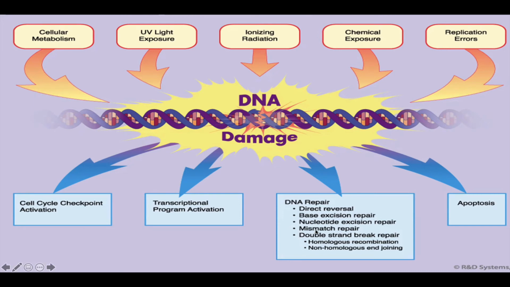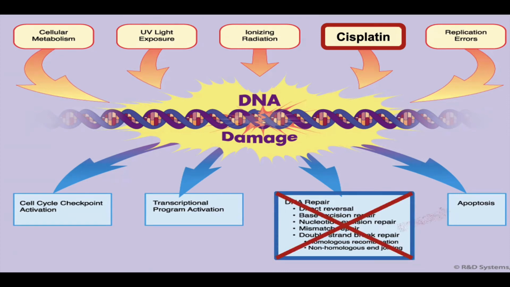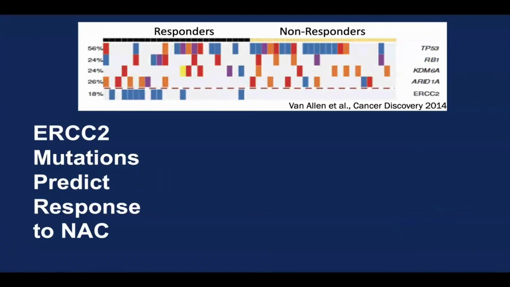And normally cells also have mechanisms to deal with that DNA damage. One of them, of course, is DNA repair. Cisplatin is a chemical exposure that leads to DNA damage. If the cancer cells are deficient in DNA damage repair, you would anticipate the cisplatin would be more effective, and the tumors would undergo apoptosis. And there's actually some evidence of this.